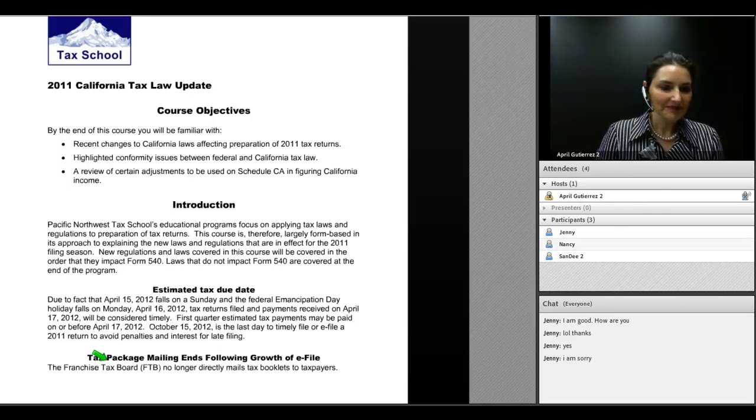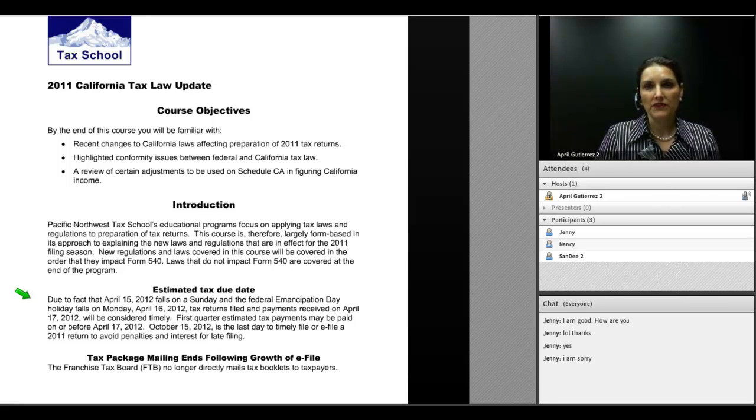So moving on, let's start with estimated tax due dates. And due to the fact that April 15, 2012 falls on a Sunday, and Federal Emancipation Day holiday follows on Monday, April 16th, the final day of tax season is going to be Tuesday, April 17th, 2012. And for that reason, that is also the final day for making estimated tax payments to California and having them considered to be timely. All in all, the filing season will end on April 17th, 2012, but California gives filers an automatic 6-month extension to file tax returns that will take you all the way out to October 15, 2012.